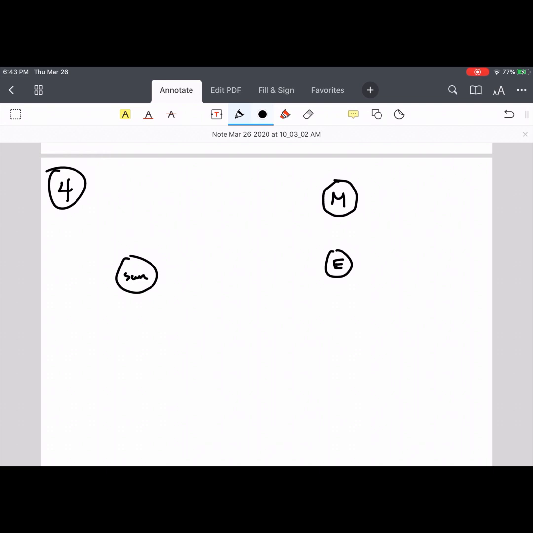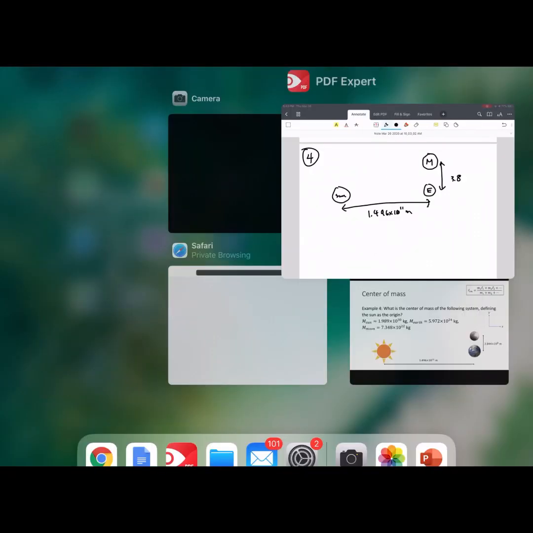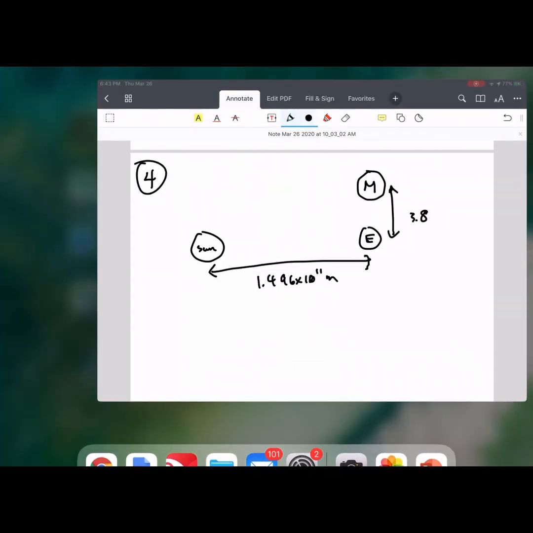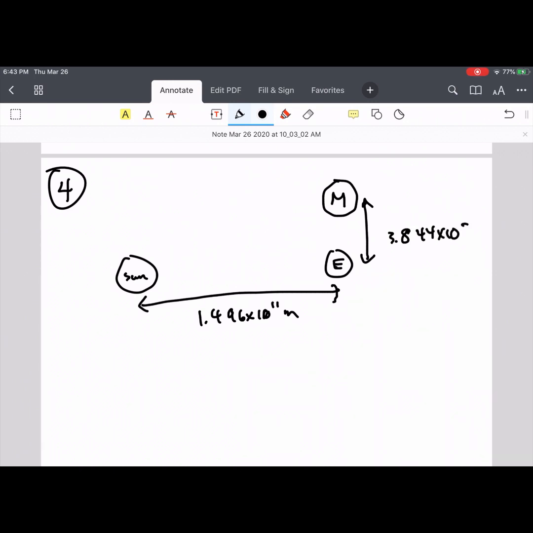So I'm given the masses of each object. I'm given the distances. Let's call this distance 1.496 times 10 to the 11th meters. This distance is 3.844 times 10 to the 8th meters. And also we need to specify our coordinate system. So we'll call x the usual direction, y the usual direction, and we're just going to define the center of the sun as the origin of the coordinate system, which is going to make life a little easier.